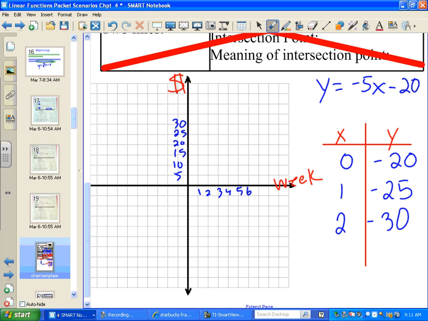Okay, so let's graph 0, negative 20. And I guess I should be putting these on the bottom here too, sorry. Okay, 0, negative 20 is over 0, down 20. 1, negative 25, over 1, down 25. Remember, we scaled the y by fives. And then over 2, down 30.